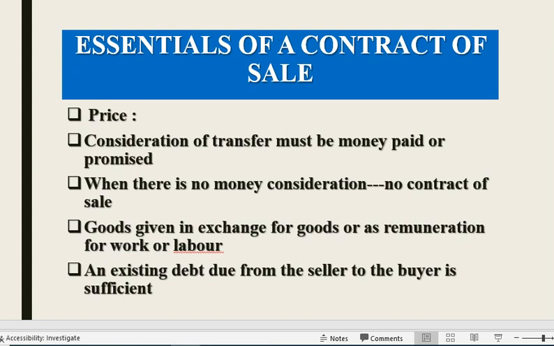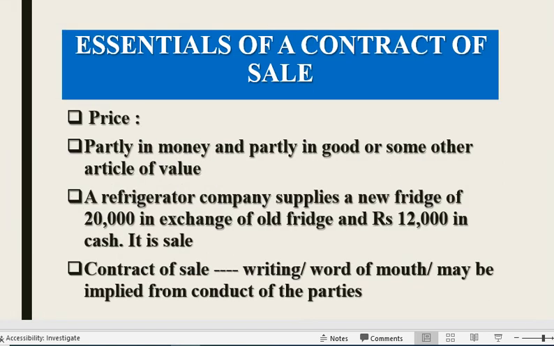Even an existing debt due from the seller to the buyer is sufficient as a price. Like, the seller owes the buyer rupees 2000 and the buyer buys goods worth rupees 2000 from the seller, and that will be utilized for the payment. Then it is a sale. The price could be paid partly in money and partly in goods or some other article of value. A refrigerator company supplies a new fridge of 20,000 in exchange for an old fridge and rupees 20,000 in cash. It is a sale. A contract of sale could be in writing, could be oral, or could be implied from the conduct of the parties.